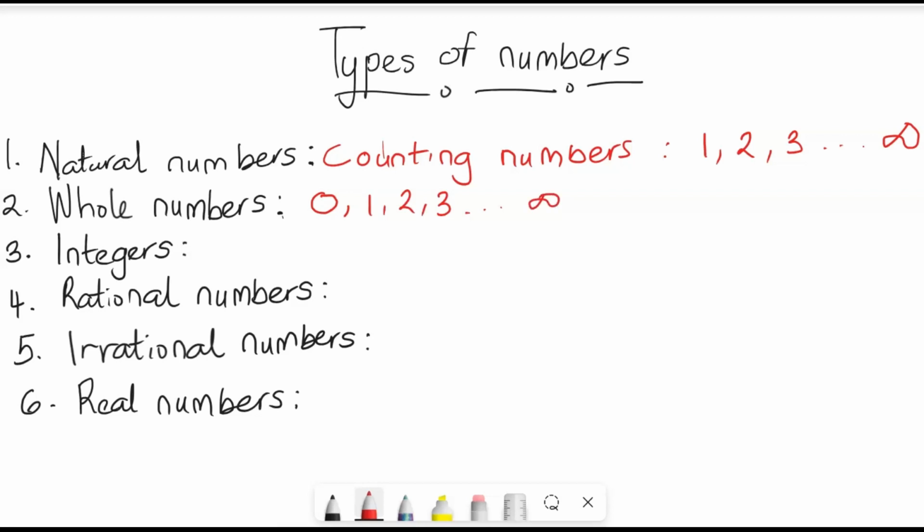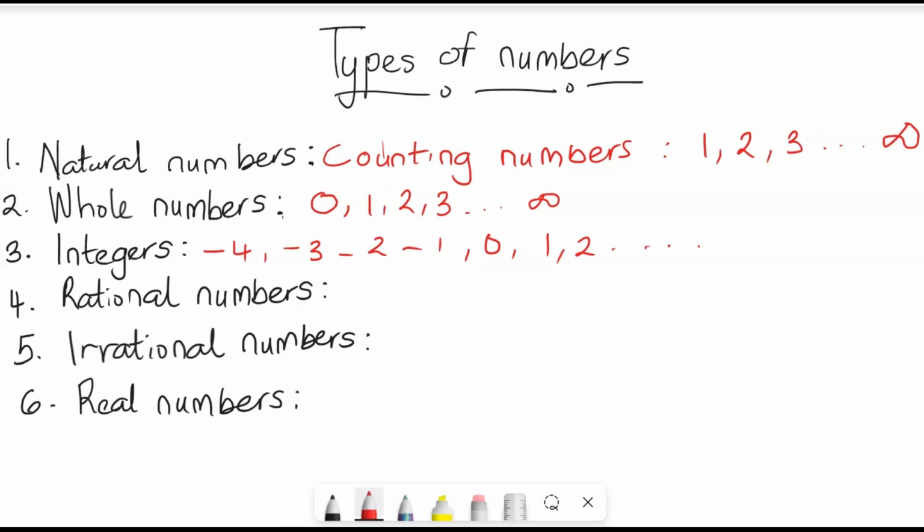Up next, we have integers. Our integers are whole numbers with negative numbers included. So for integers, we're going to be having numbers like -4, -3, -2, -1. Then we get to 0, 1, 2, and so on. Remember that this starts from negative infinity and it goes all the way also to positive infinity.